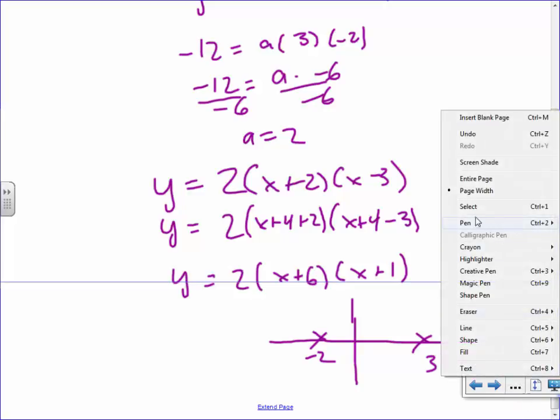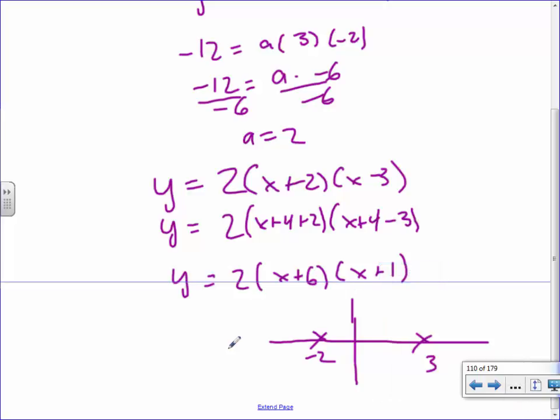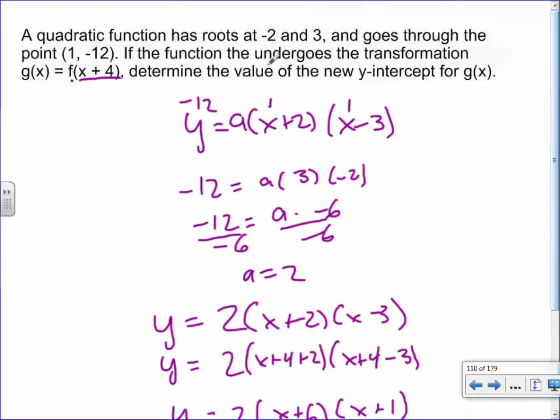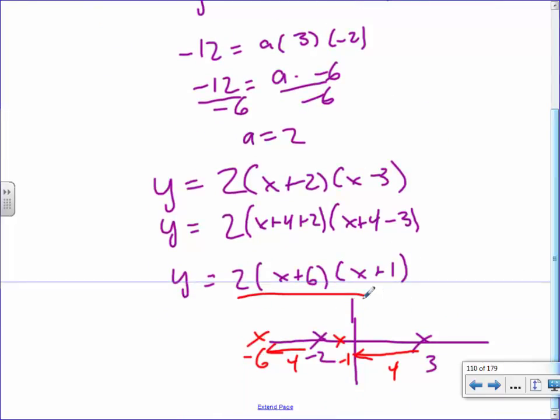But according to my new graph, I now have an x-intercept at -6 and an x-intercept at -1. Well, how did that happen? Well, look, this guy got shifted over by 4. This one got shifted over by 4. Isn't that what we said was going to happen when you use the x plus 4 notation? Doesn't it shift everything to the left by 4? Fitting.